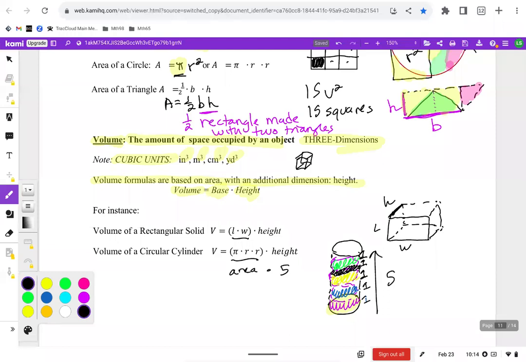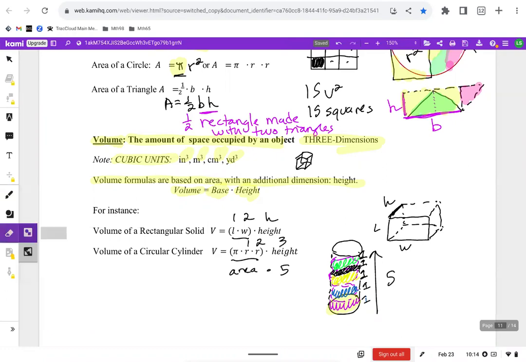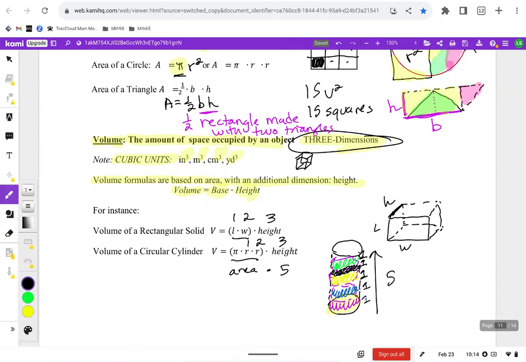volume. And you'll notice that there'll be 3 dimensions: length, width, and height. Or in the case of the circular cylinder, the radius, the other radius, and the height. Sorry, I meant to put a 3 here. And there's always going to be 3 dimensions in every volume formula, so that we can be filling that space.